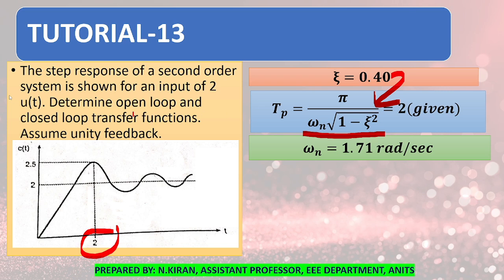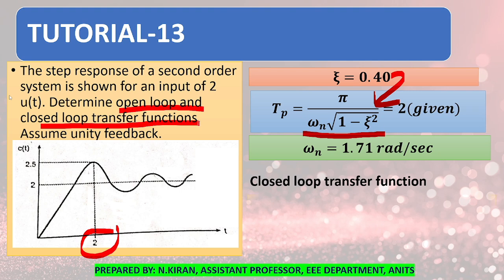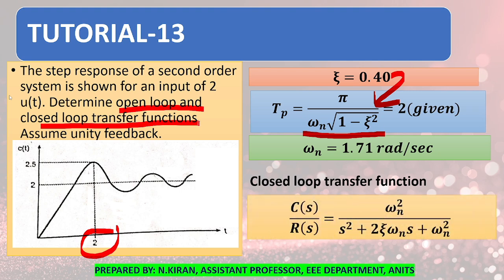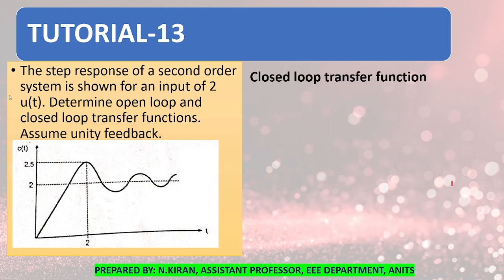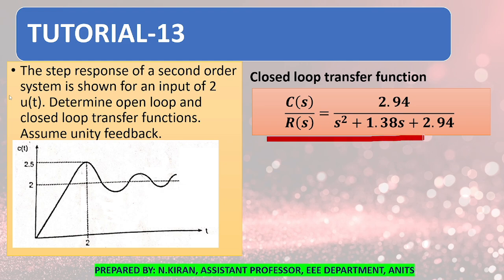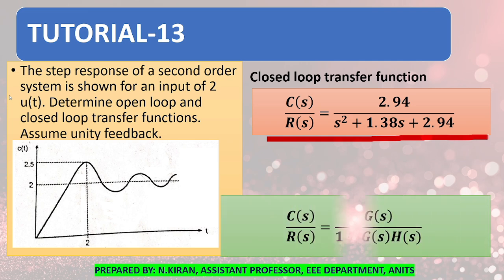So next we need to find the expression for open loop and closed loop transfer function. Closed loop transfer function, C of s by R of s is nothing but G of s by 1 plus G of s into H of s, and in the standard form its formula is omega n squared by s squared plus 2 zeta omega n s plus omega n squared. We know the values of zeta and omega n. So upon substitution, that will give me the expression for closed loop transfer function as 2.94 by s squared plus 1.38 s plus 2.94.